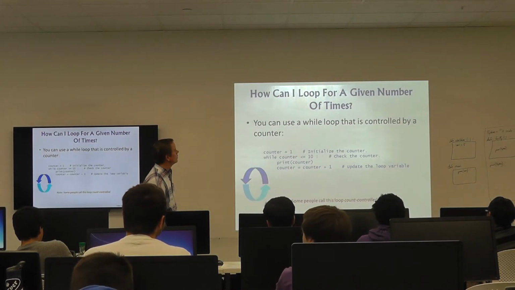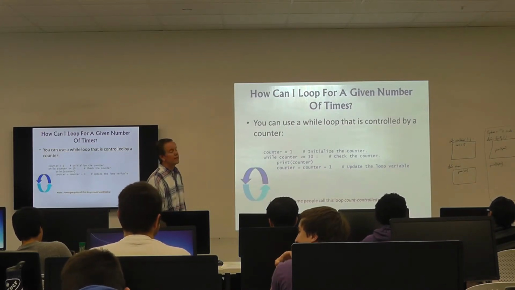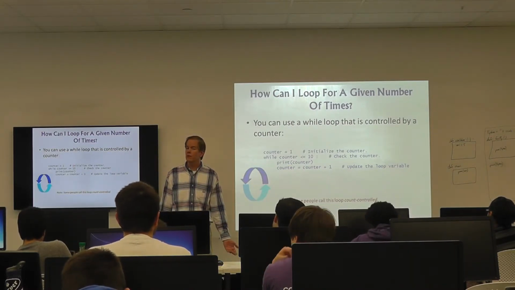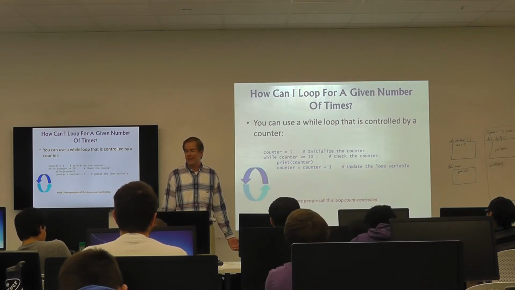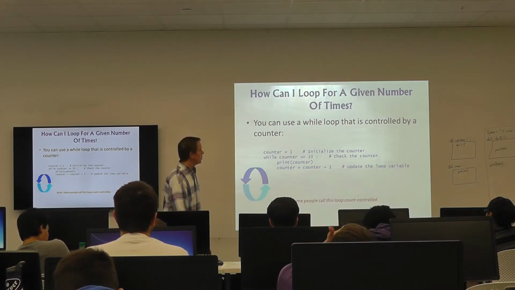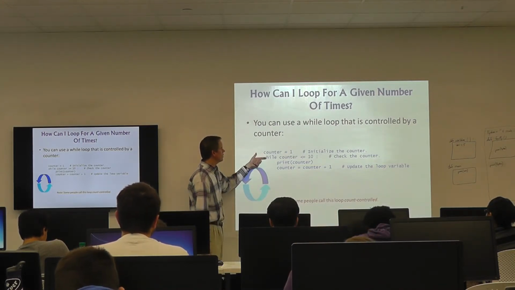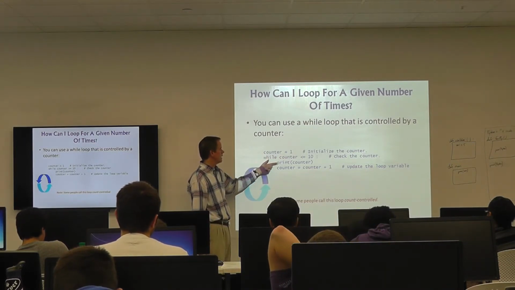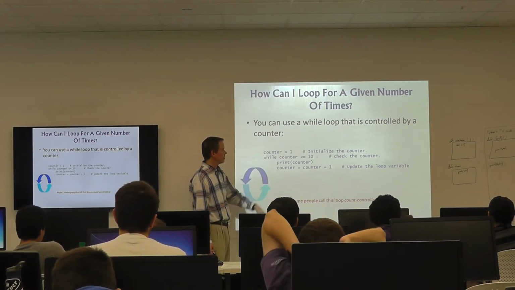Okay. How can I use a loop for a given number of times? Remember, a while's got a condition, so it doesn't really count things per se. But you can actually do this pretty easily. Counter equals 1, while counter is less than or equal to 10: print counter, counter equals counter plus 1.